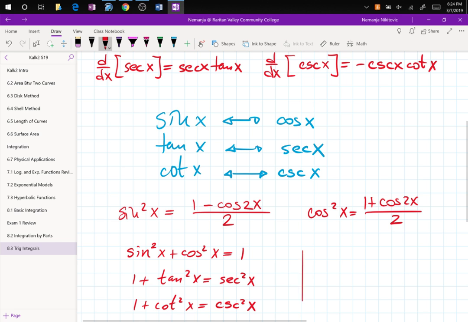What else can you add to this list? You can add, these will be used actually later in trig sub, the double angle formulas. So sine 2x is 2 sine x cosine x, so that's a good one. And cosine 2x is cosine squared x minus sine squared x.